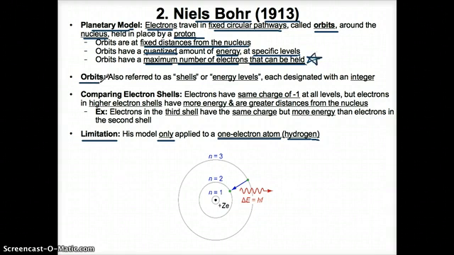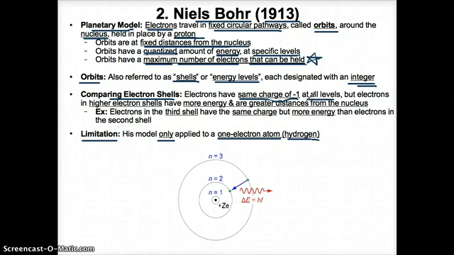Let's remember that orbits are also going to be referred to as electron shells or energy levels, each designated with an integer. So just take note of that vernacular. The first orbit, electron shell, or energy level is n equals 1. The second orbit, electron shell, or energy level is n equals 2, and so on and so forth. Finally, we should note that when comparing electron shells, no matter where the electrons are, they will always have the same charge of -1 because that's just the charge of one electron at all levels.